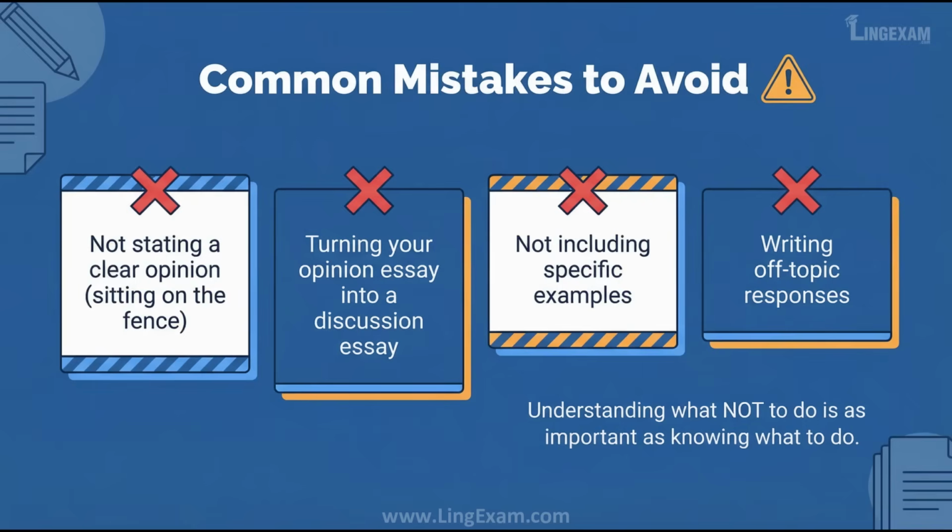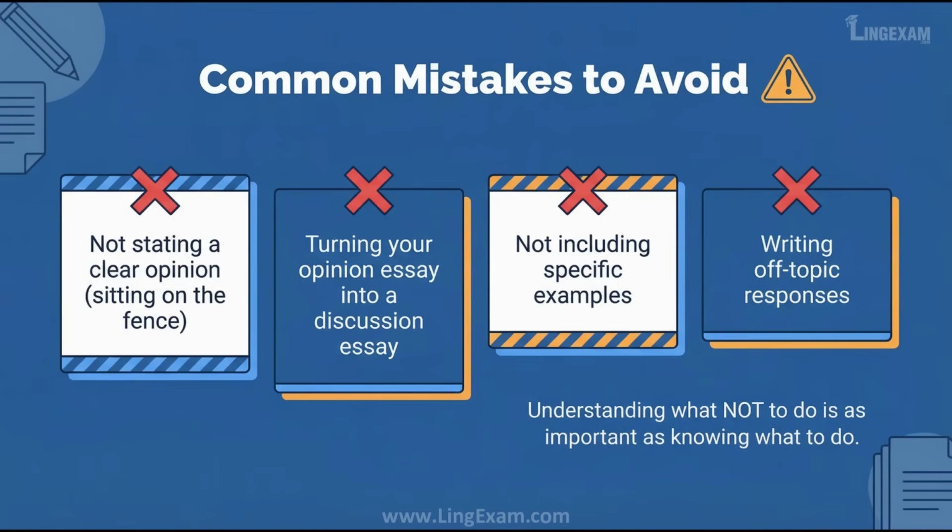Another mistake is turning your opinion essay into a discussion essay. If you spend equal time discussing both sides of the argument without emphasizing your own view, the examiner will think you've misunderstood the question type. A third common mistake is not including examples. Some students write their reasons, but don't support them with any specific examples or evidence. This weakens your argument significantly. Your examples don't have to be from scientific studies or famous cases. They just need to be logical and relevant to your point.